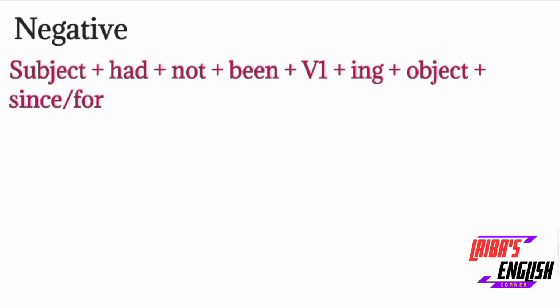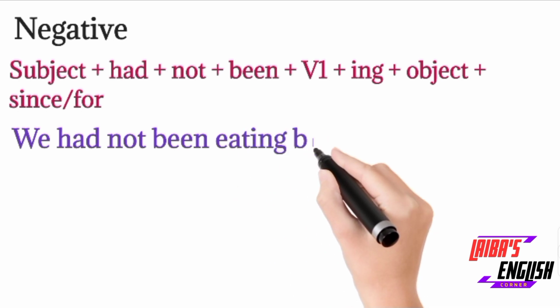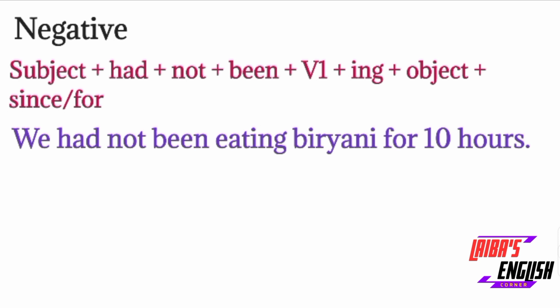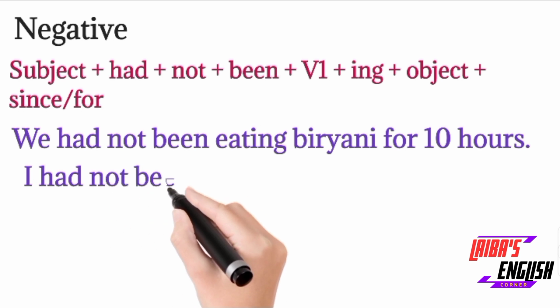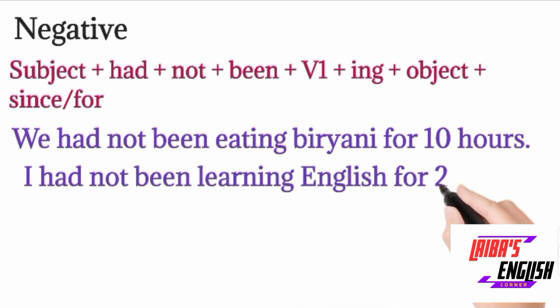Next is negative. In negative, simply we have to put not after the helping verb. No changes are there. So we will look at the examples to make our concept clear. Example is, we had not been eating biryani for 10 hours. So simply we just have to put not after the helping verb and the structure will remain the same. Second example is, I had not been learning English for 2 hours.